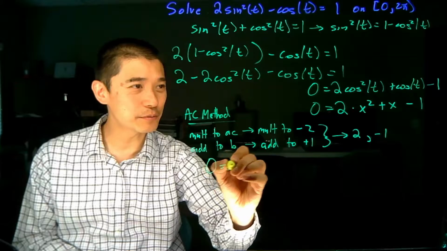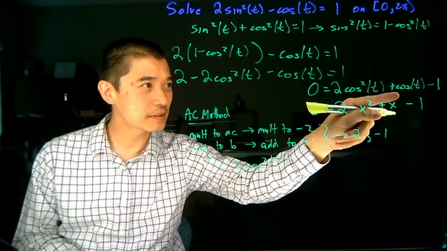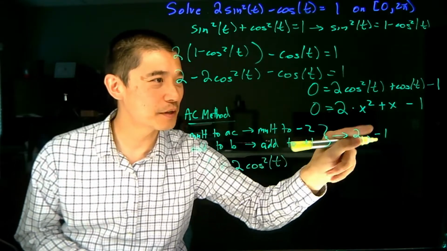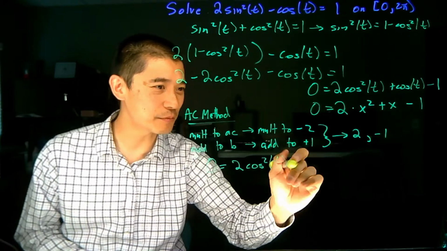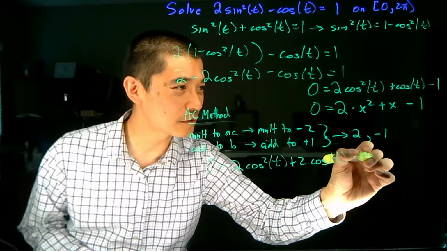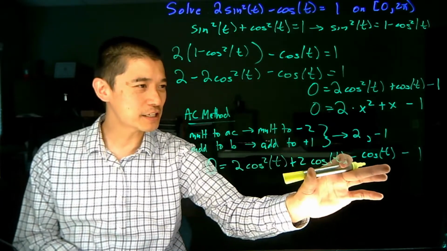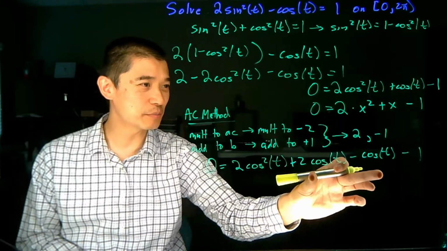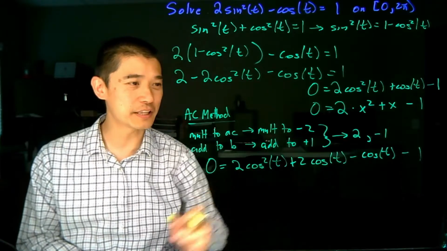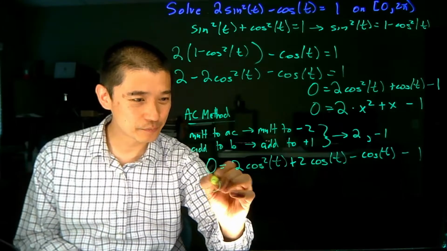So 0 equals 2 cosine squared t. This middle term right here is going to be broken up with these coefficients. So we will have +2 of this and -1 of that. So +2 cosine t minus cosine t minus 1. Now this feels a little bit like magic, but basically what we've done here is we've just taken this middle term and we've rewritten it. If we were to combine these together again, 2 cosine minus 1 cosine is 1 cosine, and that's up there. And the point of doing this is it allows us to factor by grouping.